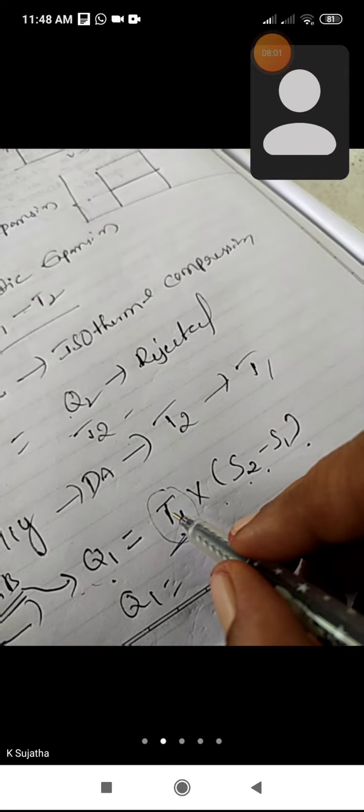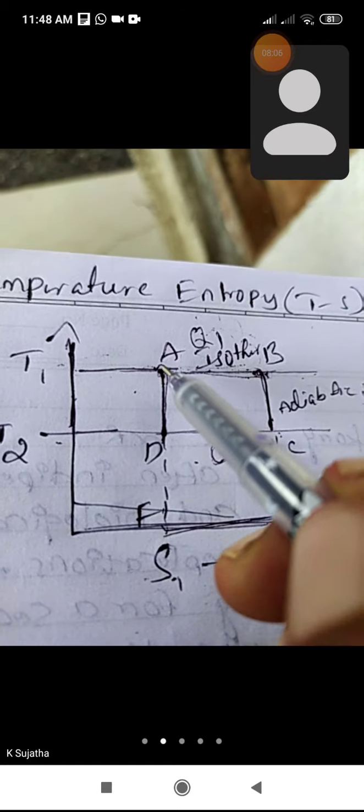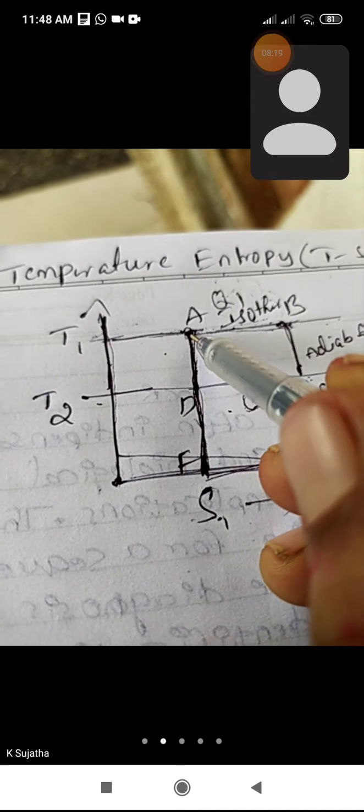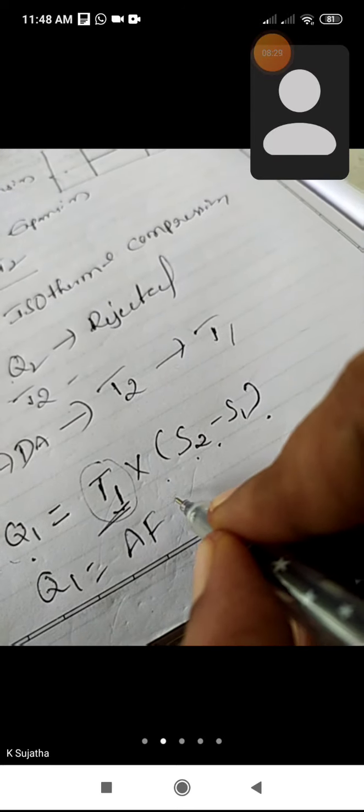T1 in this diagram is nothing but AF. This length is T1, because this is the graph. From this point to this point is T1. So in the place of T1 I wrote AF, times (S2 − S1). And S2 − S1 is nothing but AB.